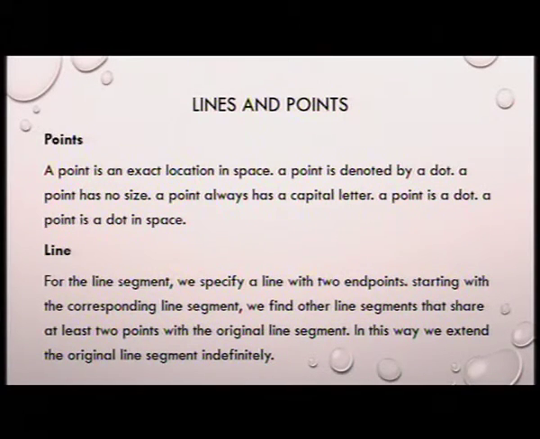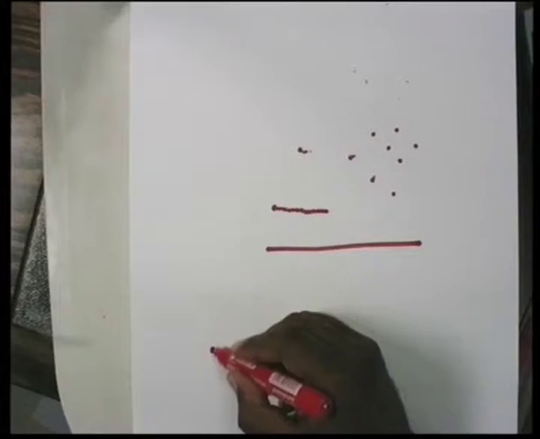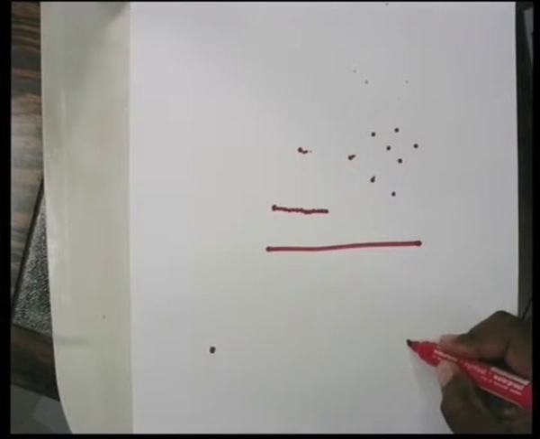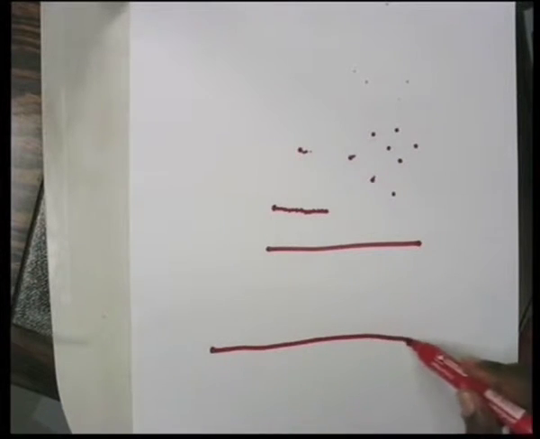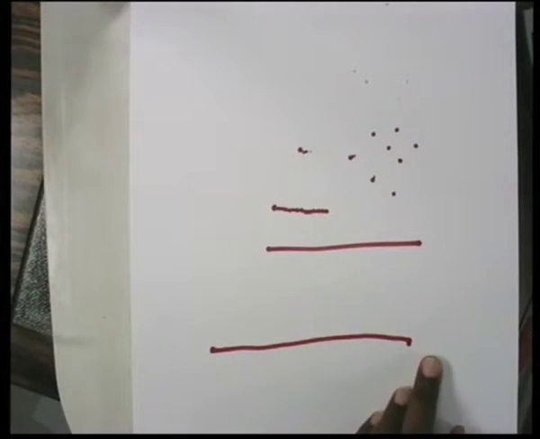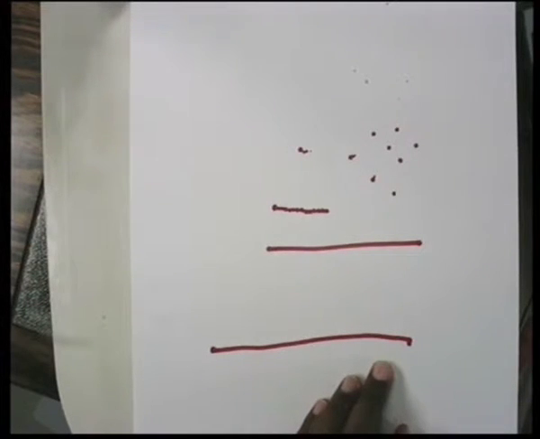For the line segment, we specify a line with two endpoints. Starting with the corresponding line segment, we find other line segments that share at least 2 points with the original line segment. In this way, we extend the original line segment indefinitely. In other words, when you have to explain a line, you have to have 2 points. This is where the line starts, and this is where the line ends. So you explain to the learner that they need to connect the 2 dots. As they are connecting the 2 dots, they are drawing a line. And this is how you explain the line.